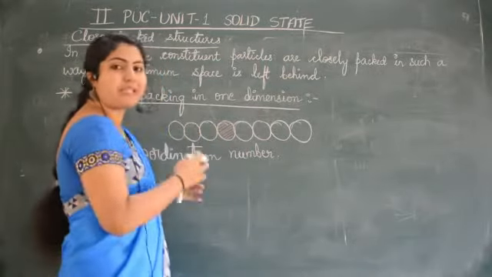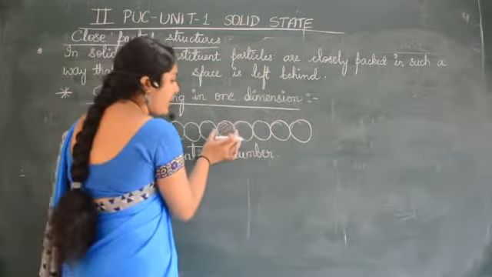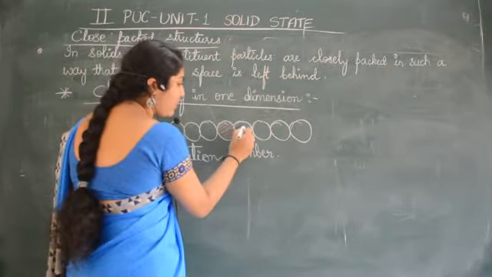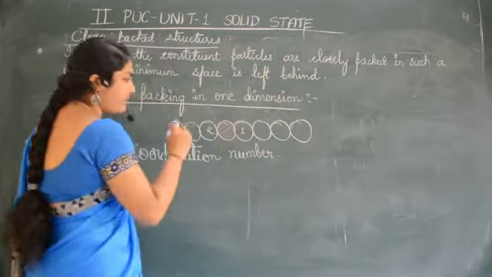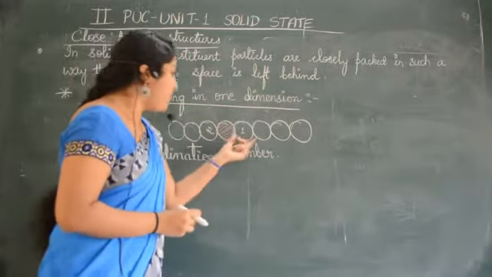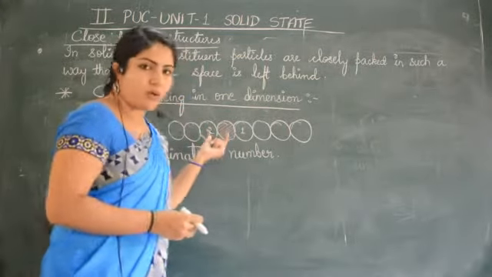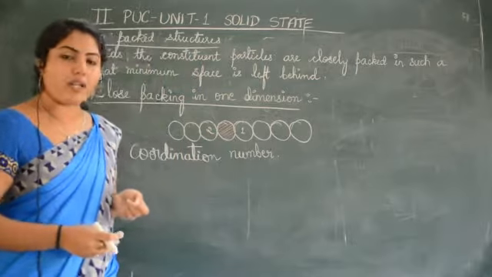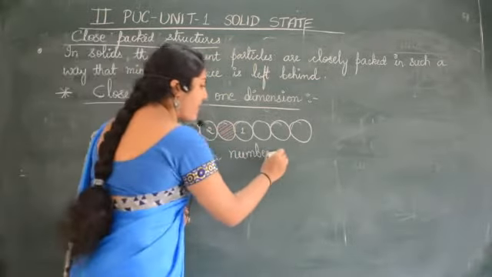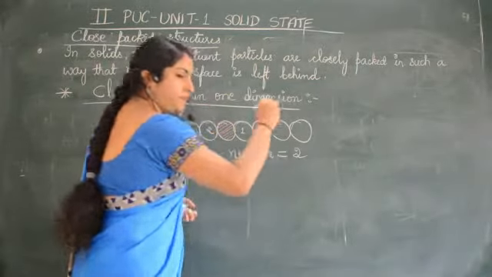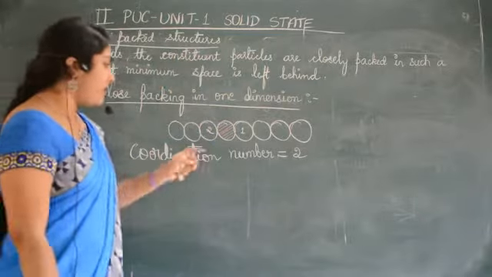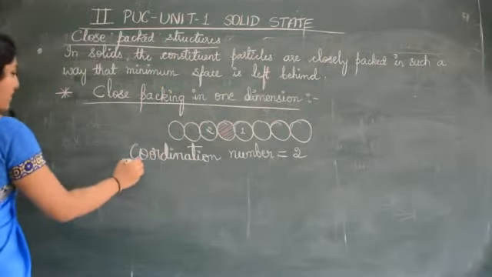Immediate neighbor means exactly close to it. Here this is attached to 1 and 2. So how many? 1 and second one 2. So what will be the coordination number? Coordination number will be 2. Understood? Now let us write the definition for coordination number.